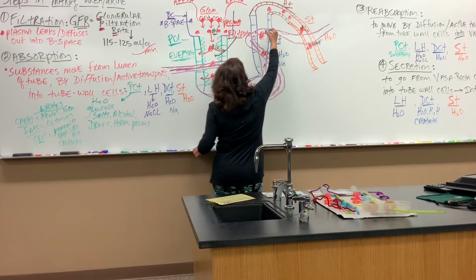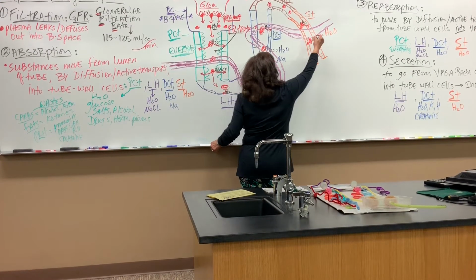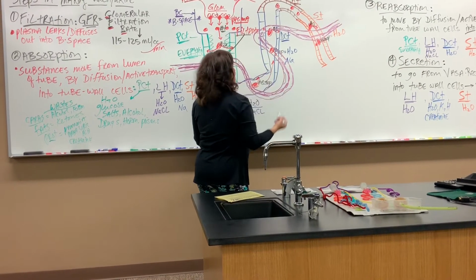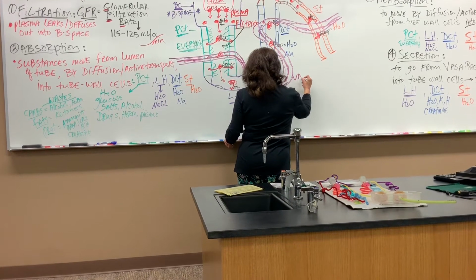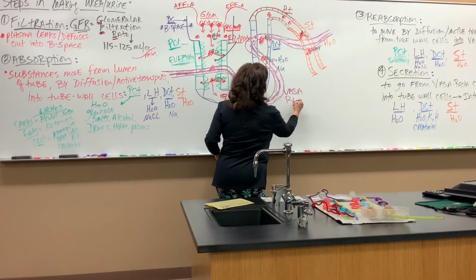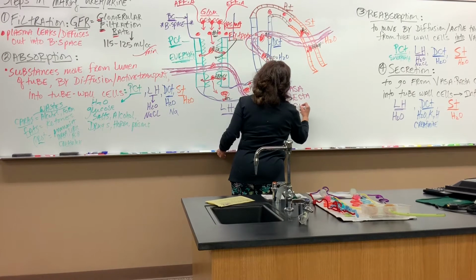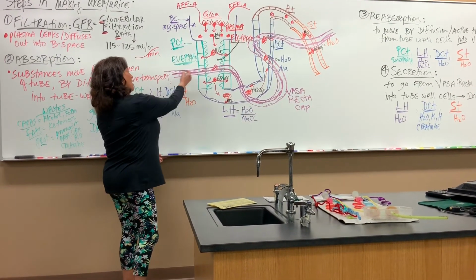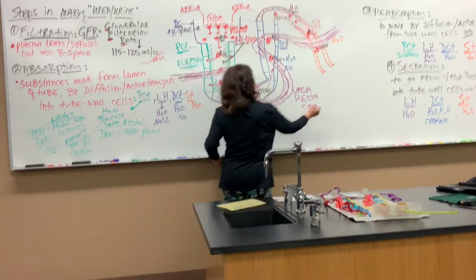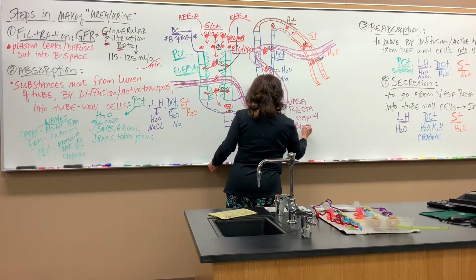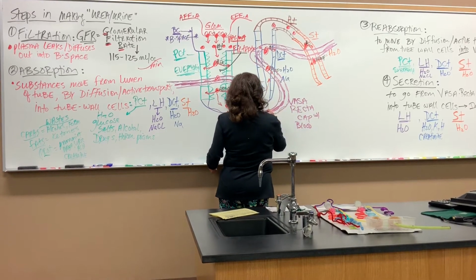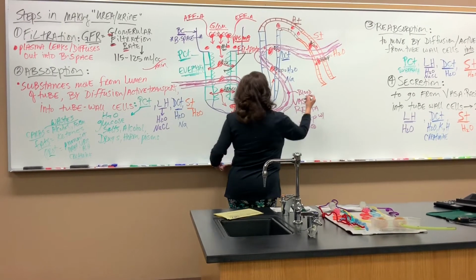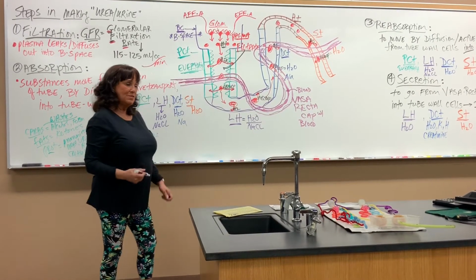Okay, so this is making the picture nice and messy, but hopefully this will help you. Let's label this. This is the vasa recta capillary, right there. And that's the blood in the middle. So there's my blood, and it's sitting on top of these tubes.